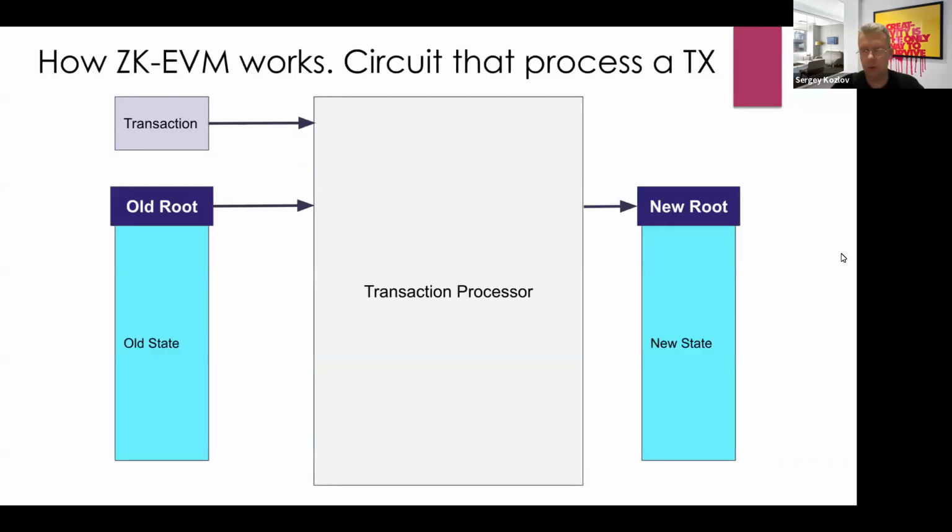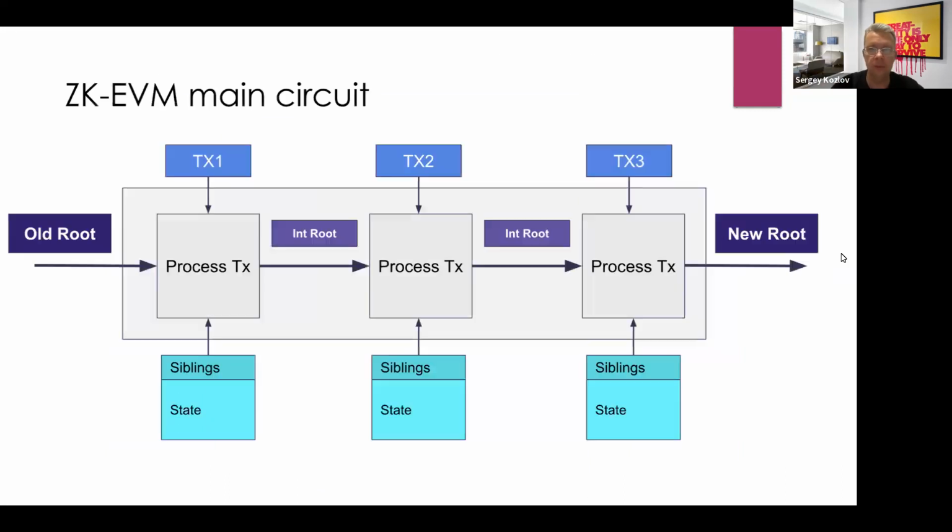How do ZK-EVMs work? So this is basically our circuit transaction processor. When we have the old root, the old state of the system, then some transaction goes into this circuit, and then we calculate the new root with the new proof and the new state of the system. If we go into more detail, we say that we have transaction 1, transaction 2, transaction 3. We have the whole batch of these transactions, and we go from the old root to the new root.